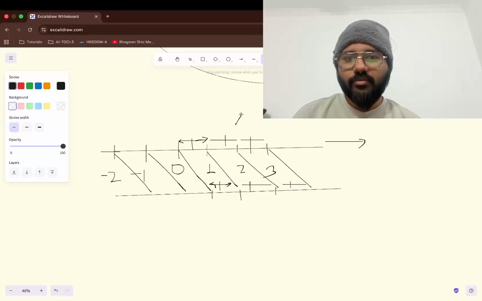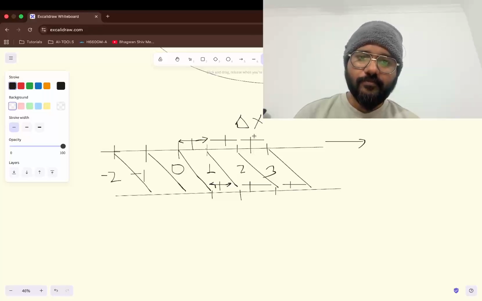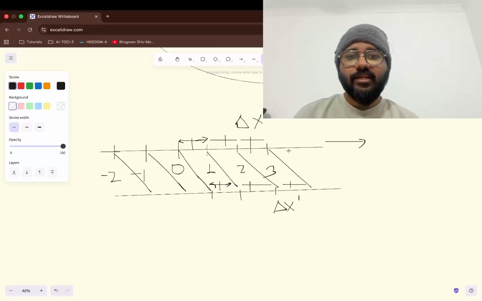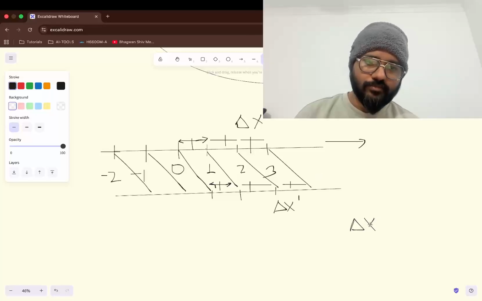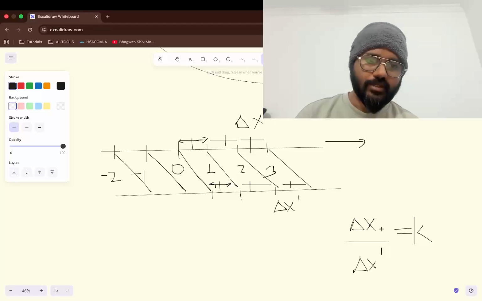So what I'm talking about here, the delta x and here the delta x dash, that ratio will remain constant. That mapping is known as linear mapping: delta x by delta x dash is equal to constant. This is the linear mapping.